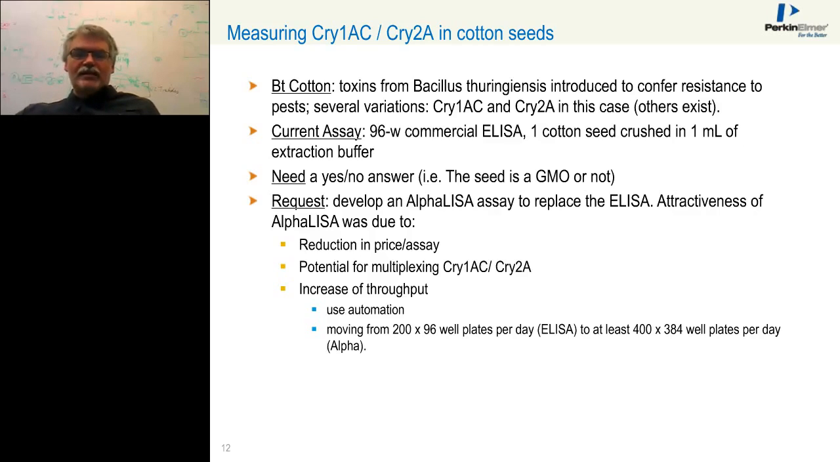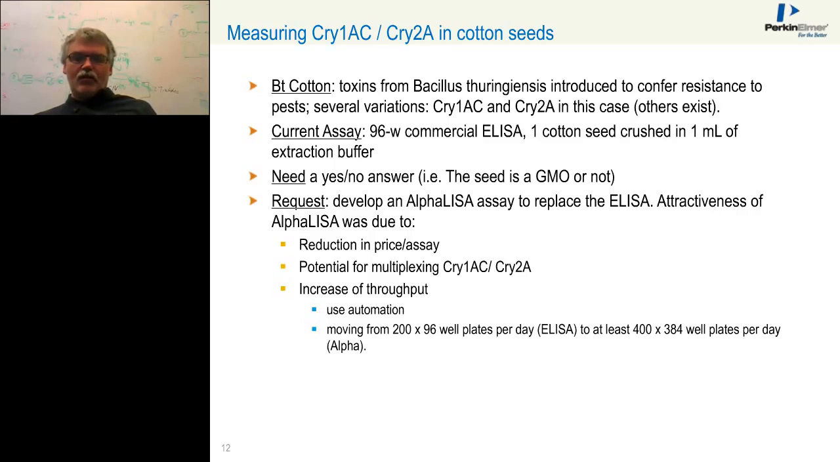The current assay is a 96-well plate ELISA that uses one seed to do the assay. It also provides a qualitative answer. So there is a protein present or there's no protein present.